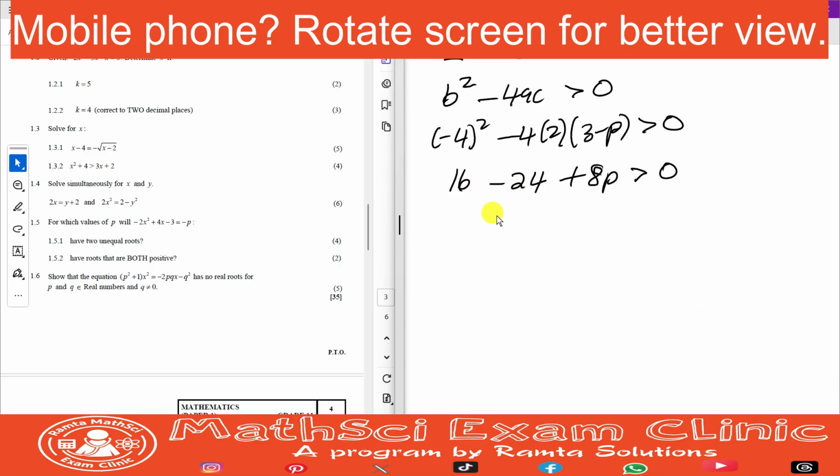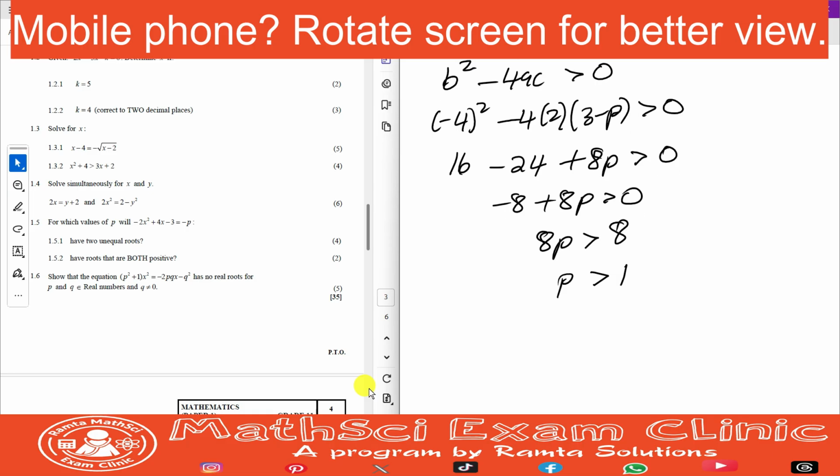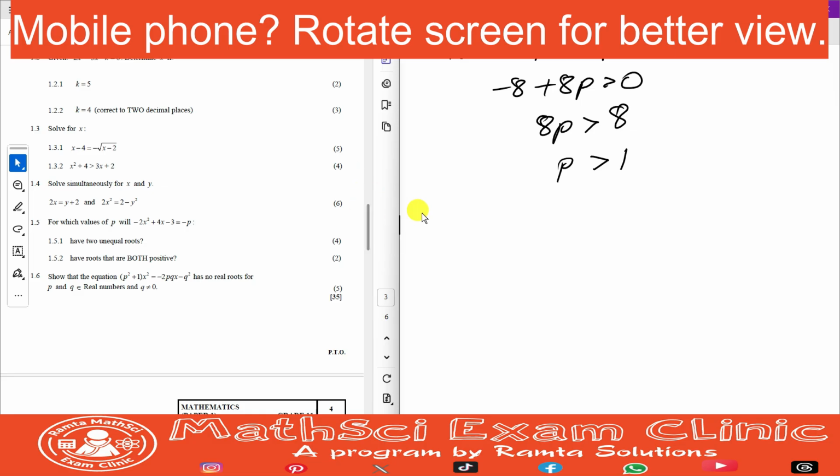This is negative 8. 16 minus 24 is negative 8 plus 8p. I don't like writing this step, but it's okay, we'll proceed. 8p is greater than positive 8. Dividing by 8 throughout, p is greater than 1. Okay? We are good, right? Perfect.